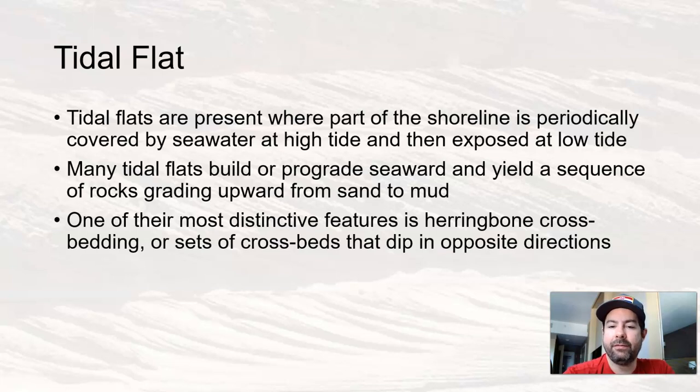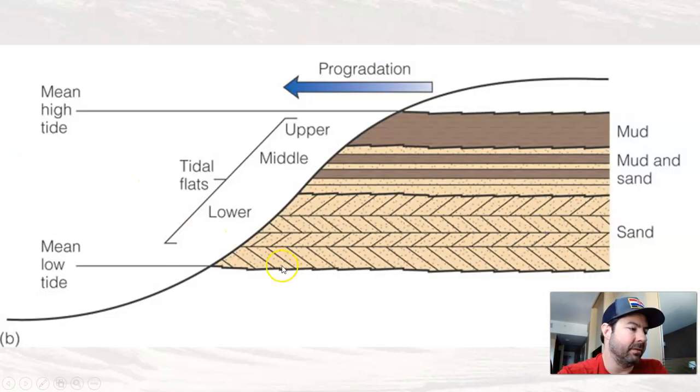Many of the tidal flats prograde seaward, and they yield a sequence of rocks grading upward from sand to mud, so coarser at the bottom, finer grained as you go up. And one of the most distinctive features in rock cross sections is something called herringbone cross bedding, or sets of cross beds that dip in opposite directions, and it looks kind of like this.